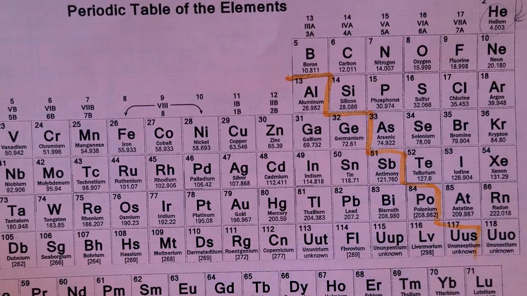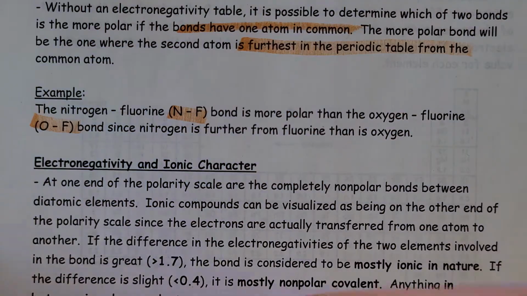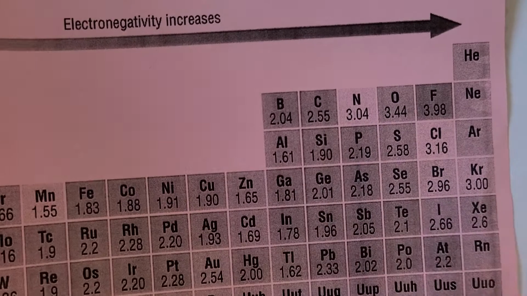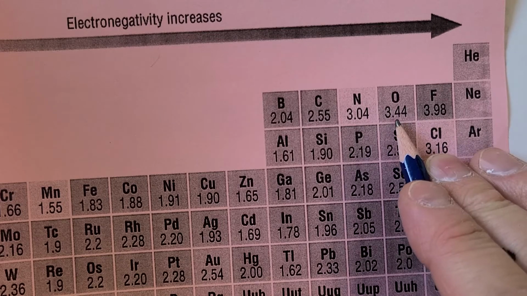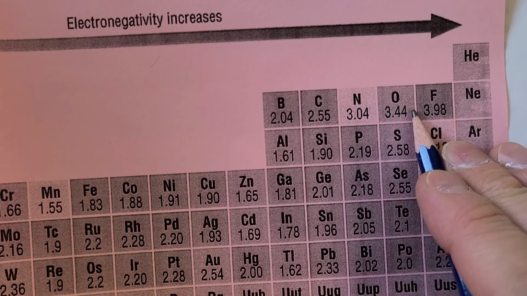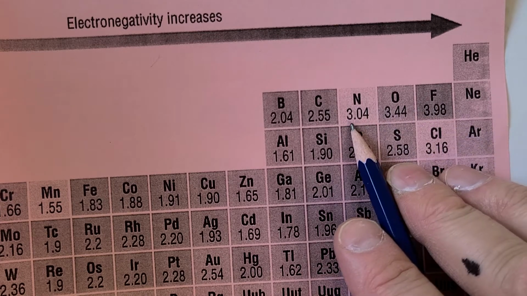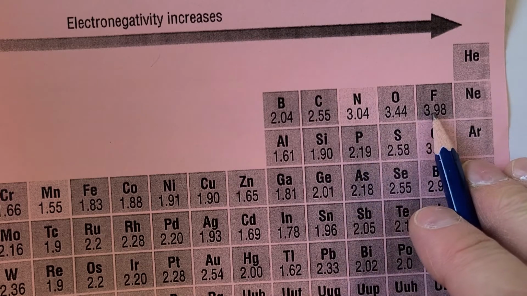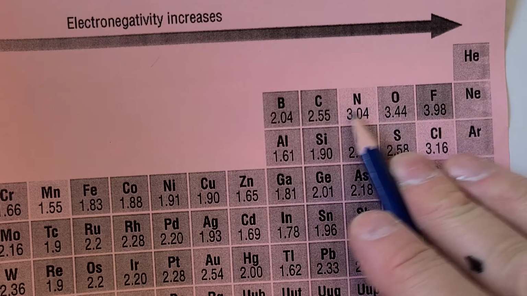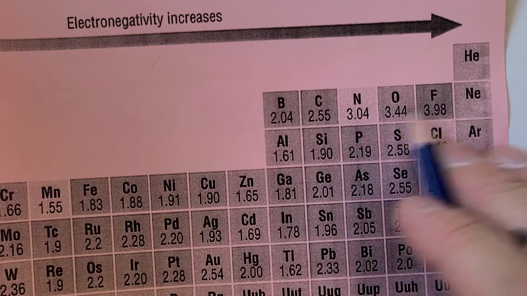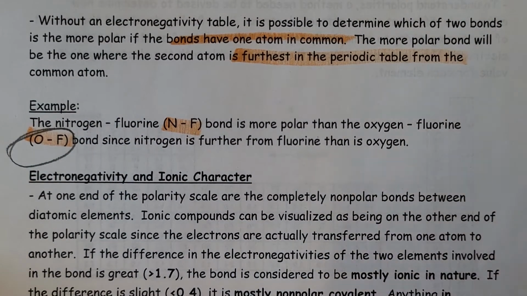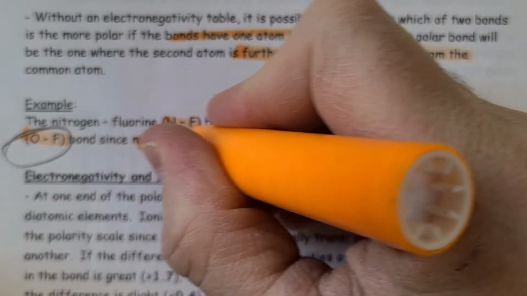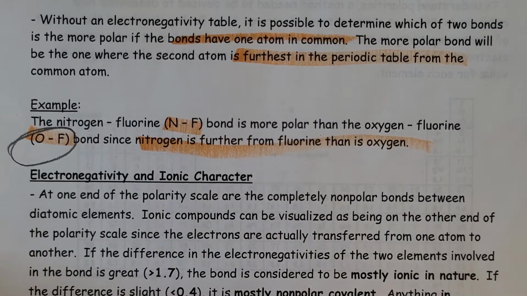further away from F. Then if we look at the electronegativity table, we will see that that is in fact true. So over here, OF, 3.44 compared to 3.98. So I could do the subtraction there and get a number. But if I look here, 3.04 and 3.98, subtract that, there's a difference of 0.94 there. So that would be the more polar bond because it's further apart, since nitrogen is further from oxygen.